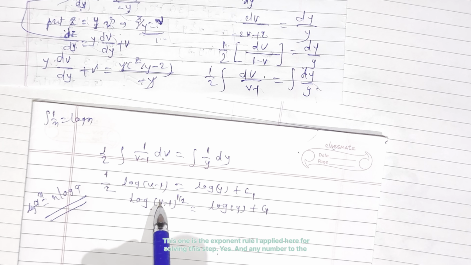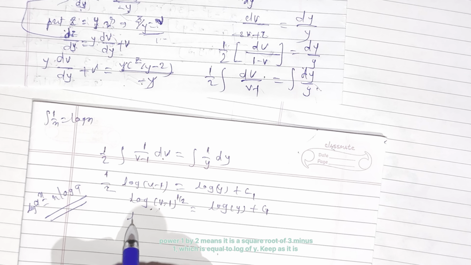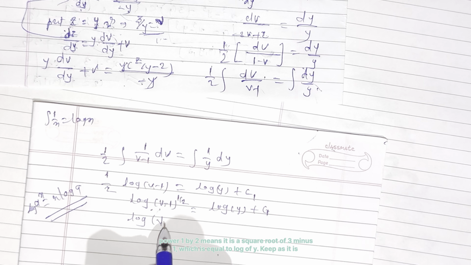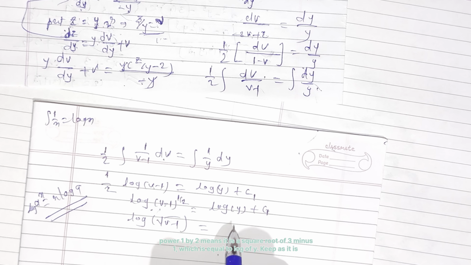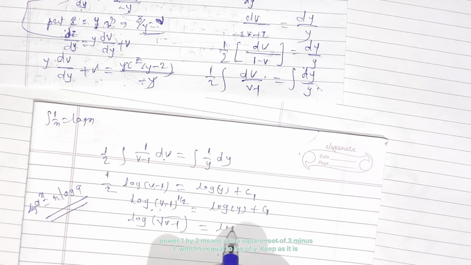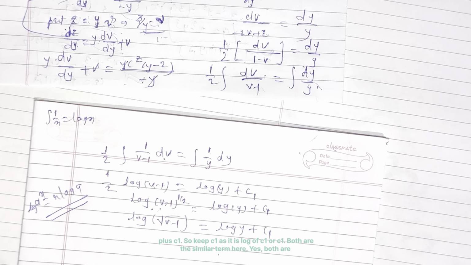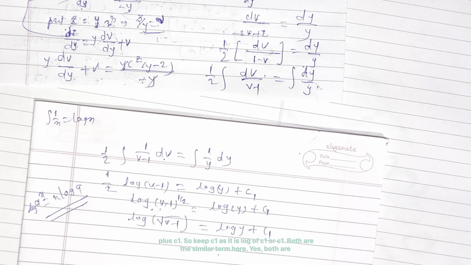Yes, and any number to the power 1 by 2 means it is a square root. Square root of v minus 1 is equal to log of y, keep as it is, plus c1. So keep c1 as it is, log of c1 or c1, both are similar terms here.